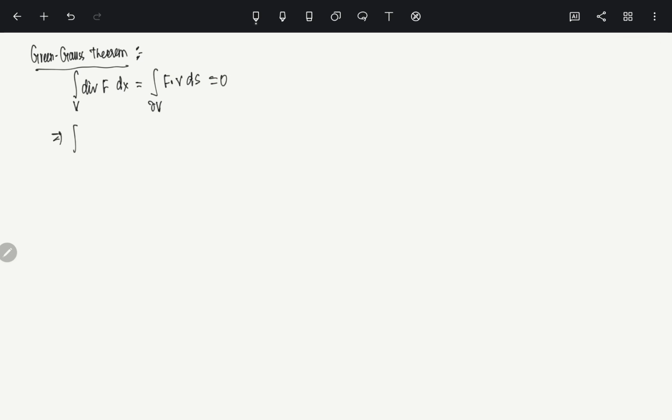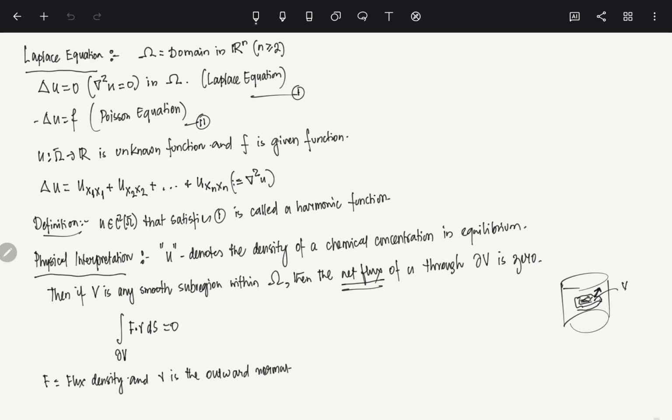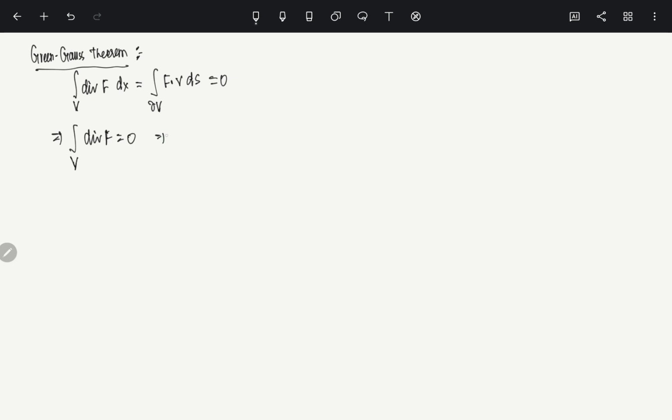So what does that mean? It means that the integral over a volume v, whatever domain we started with, of the divergence of f is going to be 0. The divergence of f is basically some function, and if you integrate it over any region v, there is nothing special about v, it is any smooth subregion within omega. So the divergence of f has to be 0 in omega.